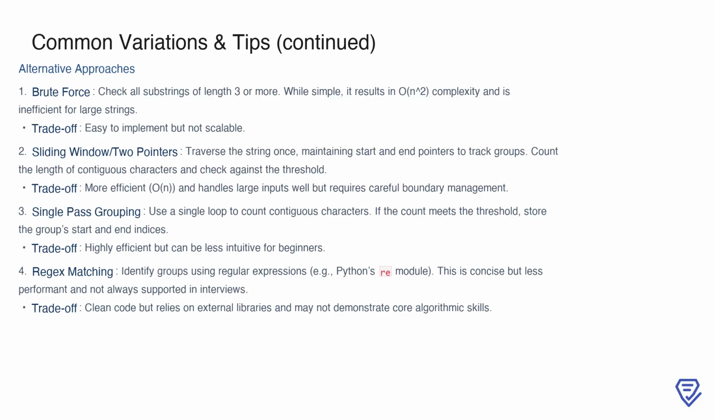Another alternative is the single-pass grouping method. Here, you use a single loop to count contiguous characters and save the start and end indices of groups that meet the threshold. This method is also highly efficient but might be less intuitive for beginners. Finally, regex matching can be used to identify large groups in a concise manner. However, this relies on external libraries like Python's re module, which may not be permitted in an interview setting. While regex is clean and elegant, it's less performant and doesn't showcase core algorithmic problem-solving skills as effectively.